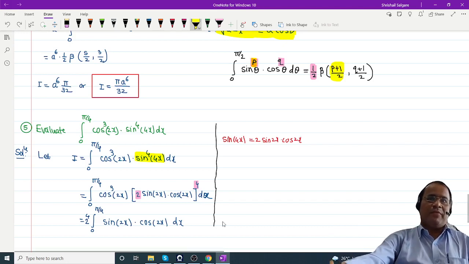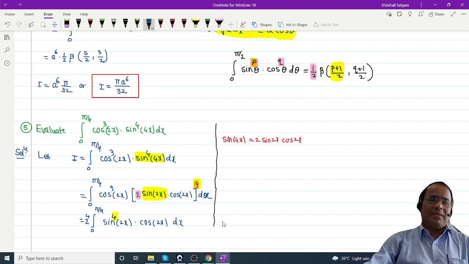Okay, I will highlight the single term here, sine 2x, and that power is 4. So what should I write here? 2 sin x cos x. I am only asking about the power. Sine 2x raised to 4, a single term is there.